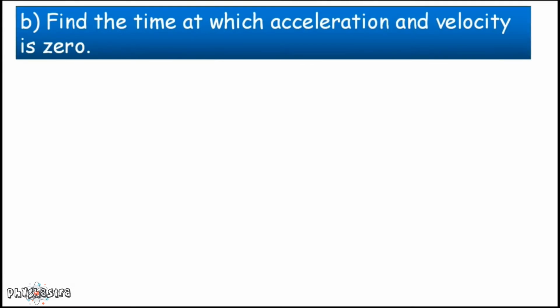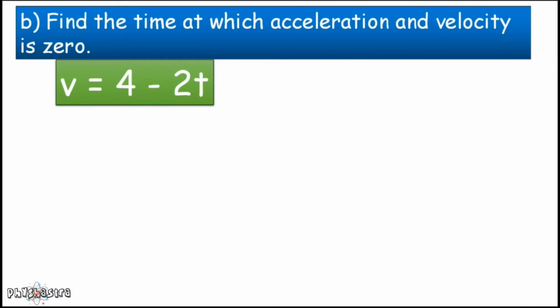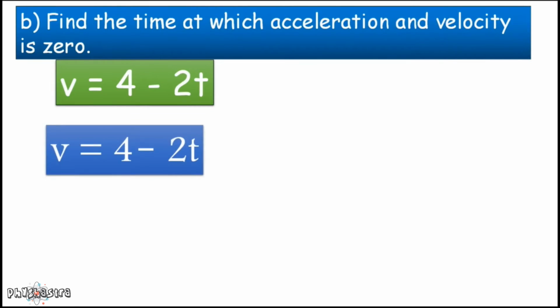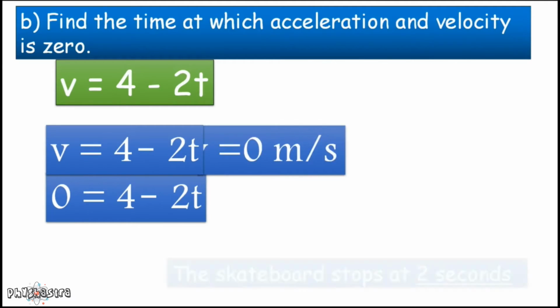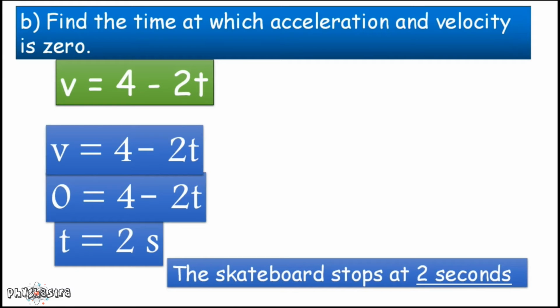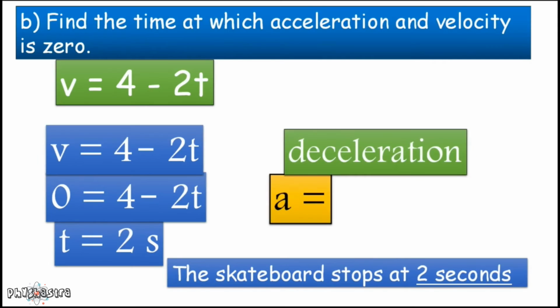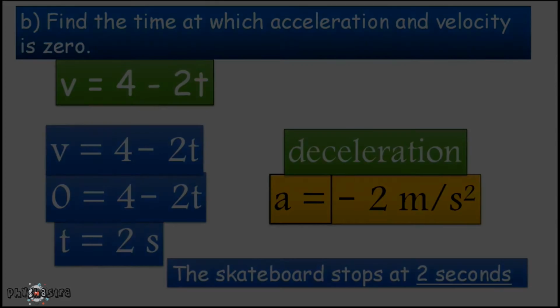Part B. The time at which the velocity and acceleration is 0. So when velocity is 0, we should take v equals 0. Then we get 4 minus 2t equals 0. Then rearranging, we get t equals 2 seconds. The acceleration cannot be 0, rather it is a form of deceleration. We have negative 2 meter per second squared. There is no time variable t in this equation, therefore acceleration is constant.